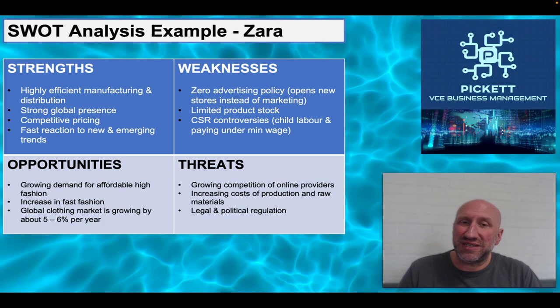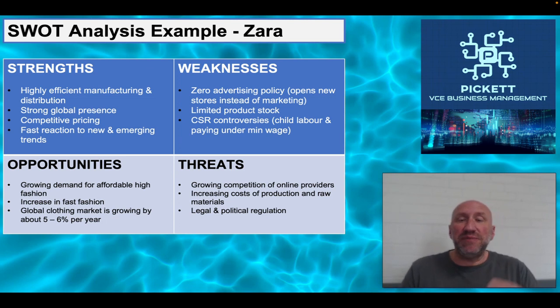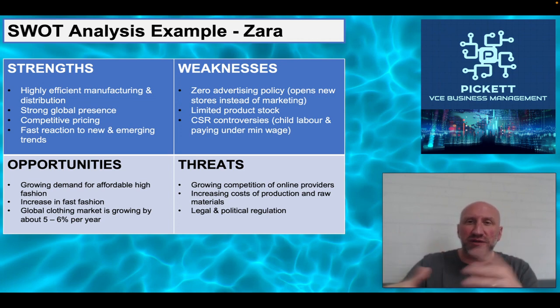Some of their weaknesses, zero advertising policy. I actually didn't know this, but apparently they don't advertise, so that their money goes on opening new stores instead of marketing. Limited product stock, so they don't have huge amounts of stock kind of sat in reserve. I guess what that means is if something runs out, it runs out. And then it's gone. They can no longer sell that. And that's probably linked to this highly efficient manufacturing and distribution and the fact that they can get products out so quickly.